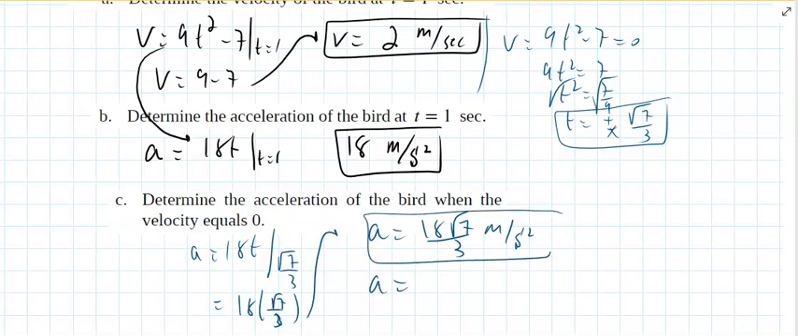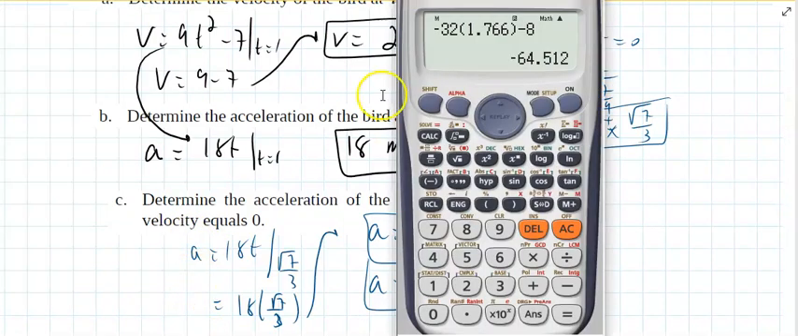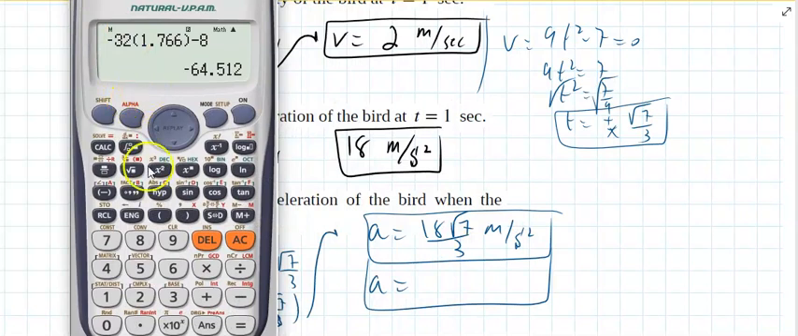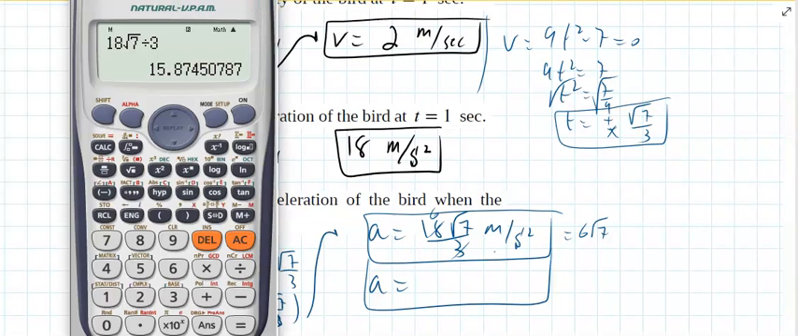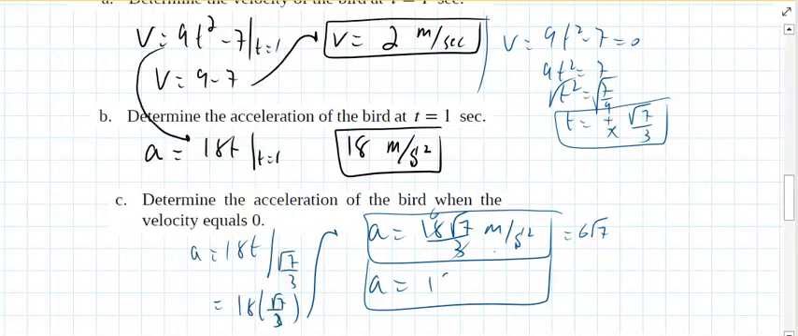You could leave it like that, or you could just plug it in a calculator and give me what that result is. What is 18 times radical 7 divided by 3? Oh, that's 6 radicals. 3 divides 18 6 times. That's really 6 radical 7, right? Doesn't matter either way, but you should simplify. That's 15.87 meters per second squared. So either of those two answers will do.